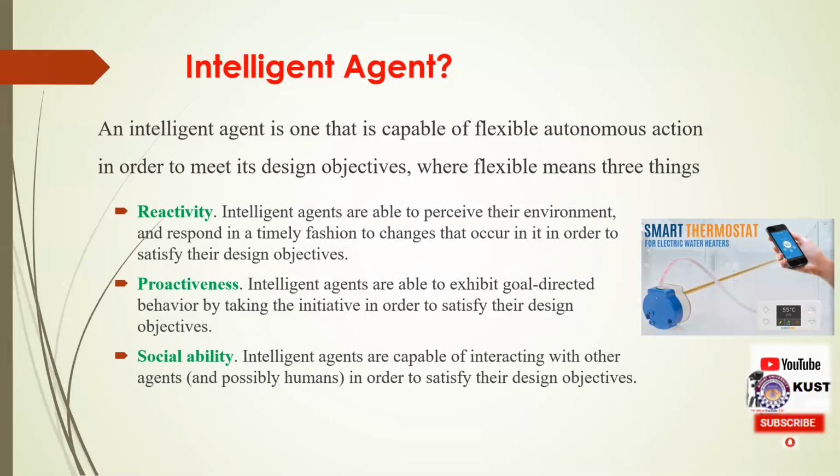If the temperature is too cold, then turn the heating on. And if the temperature is okay, then turn the heating off. So this is a simple intelligent agent. However, there are now smart thermostats available that, like other smart devices, allow you to remotely control your home's temperature via mobile or internet-connected devices.